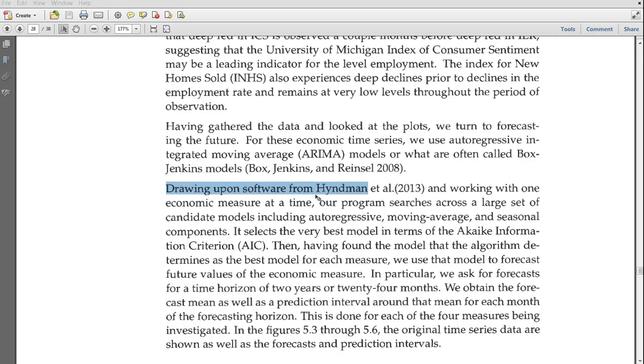Now I'm not familiar with this particular function in the forecast program, but he says our program searches across a large set of candidate models, including autoregressive, moving average, and seasonal components. So this is really pretty extensive. I'm not exactly sure how many models they actually go through, but that's a lot. And then it selects the very best model in terms of the Akaike information criteria.